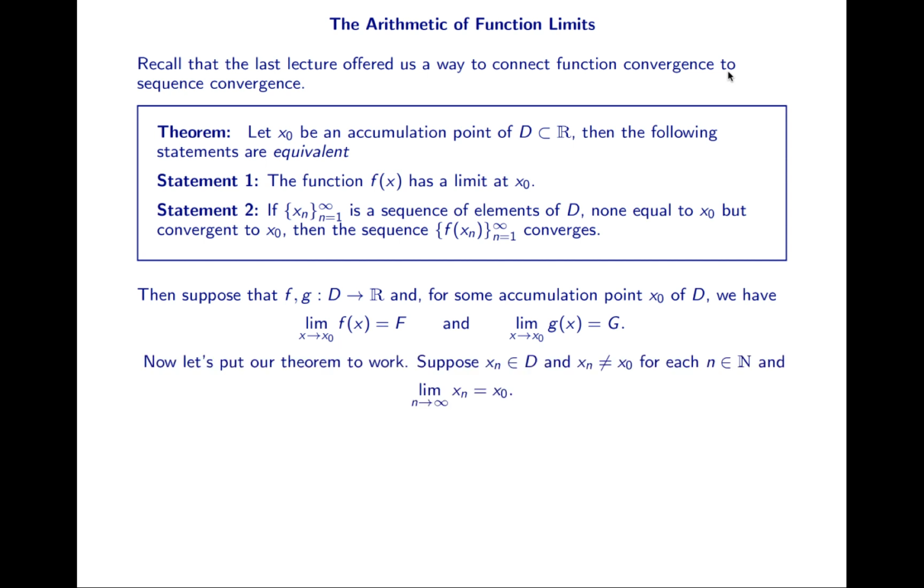So let's put our theorem to work. Let's suppose that the hypothesis of statement 2 is true. In other words, the sequence xn is in the domain, xn is not equal to x naught, and xn converges to x naught as n goes to infinity. Now, we know from the theorem that the limit as n approaches infinity of f of xn is F, and the limit as n approaches infinity of g of xn is G. Right? Because we know that for both f and g, statement 1 is true, therefore statement 2 has to be true.